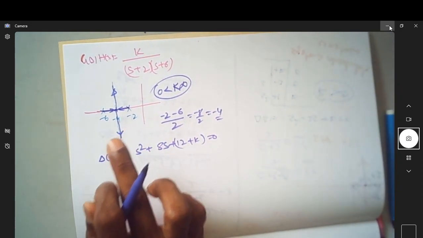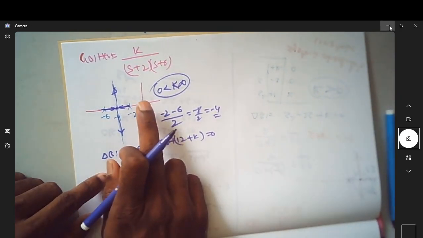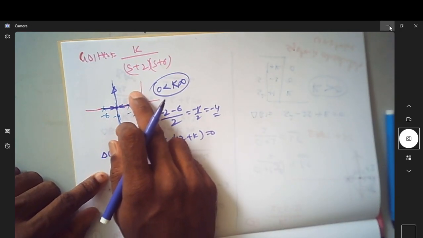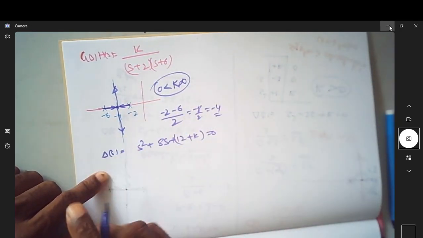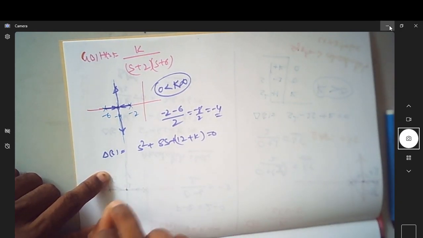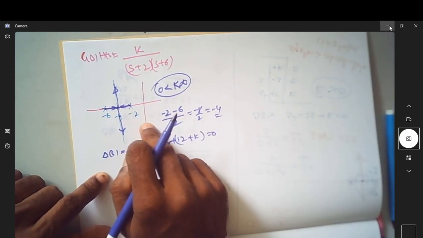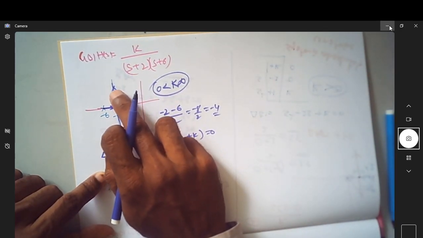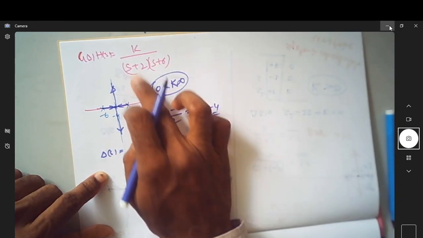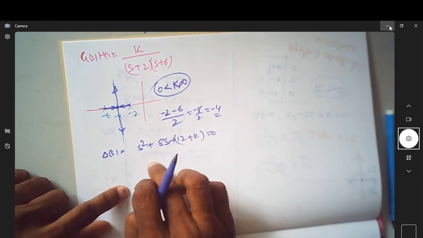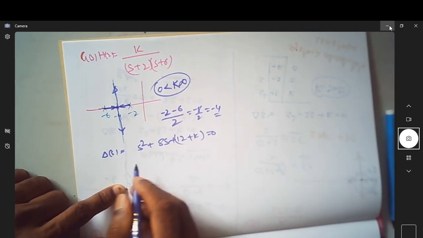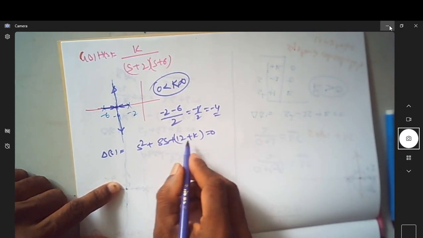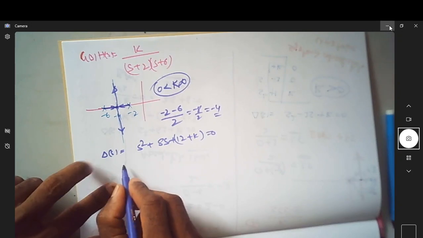No need to write the Routh array, because you will be unnecessarily wasting time if you find the Routh array, because you know that it will never cross the imaginary axis. You are writing the Routh array to find the K margin where the root locus will cross the imaginary axis. If it's not crossing, then there is no point in finding the Routh array. No need of writing the Routh array and finding the K margin. But I can find the breakaway point by taking dK by ds equal to 0.